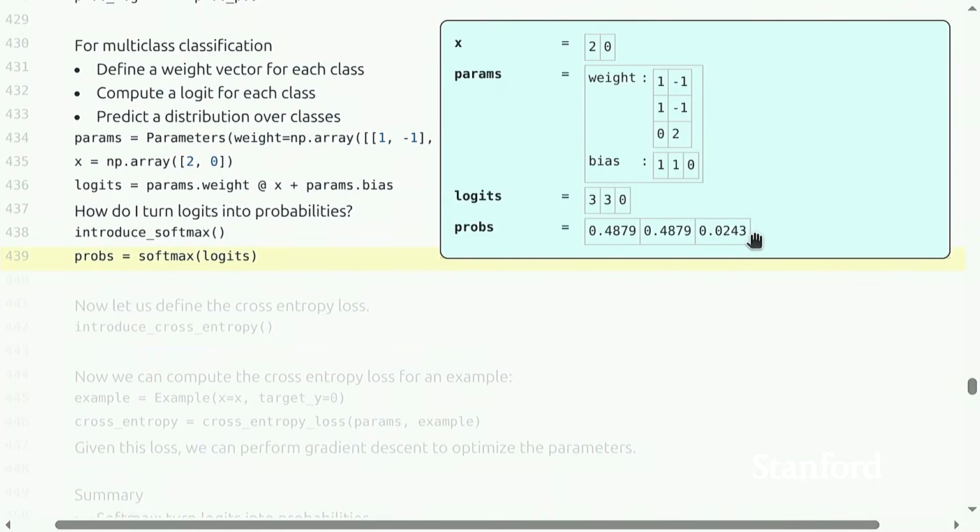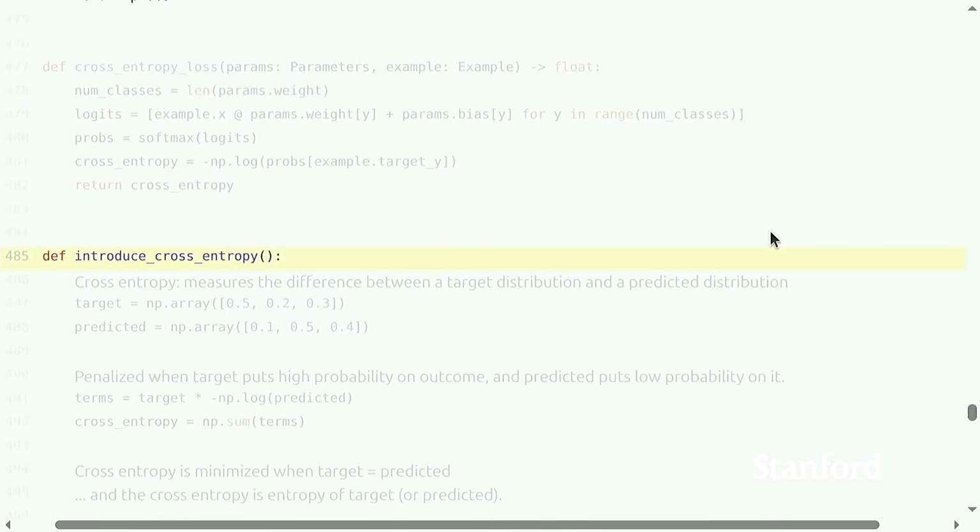All right, so now we have this function, softmax, that takes a vector of logits, one for every class, and now I have a distribution over the classes. So this is great. Okay, so now I need to turn this distribution into a loss. So to do that, I'm going to take another detour and talk about cross entropy. In general, cross entropy is an idea from information theory. It measures the difference between a target distribution and a predicted distribution.